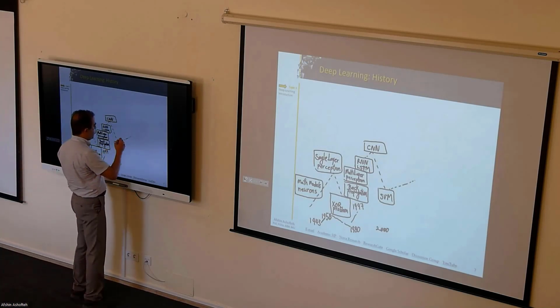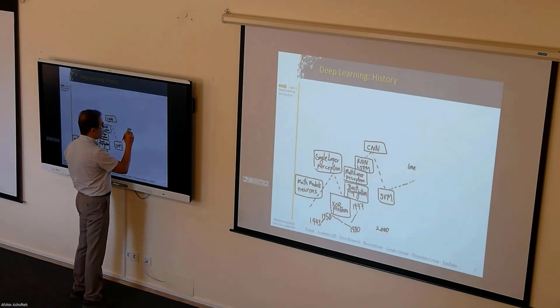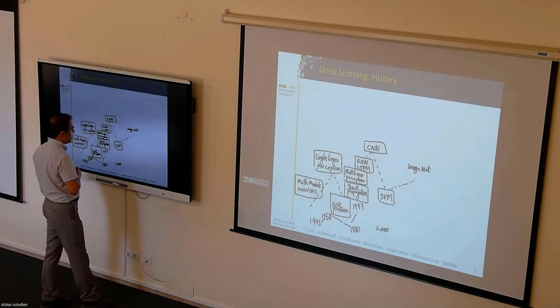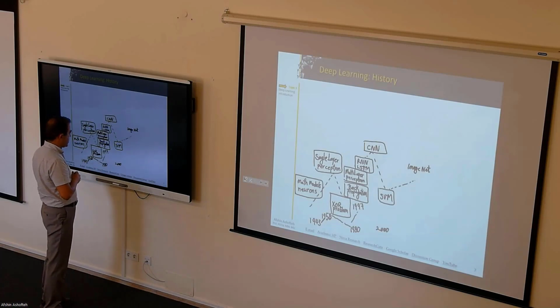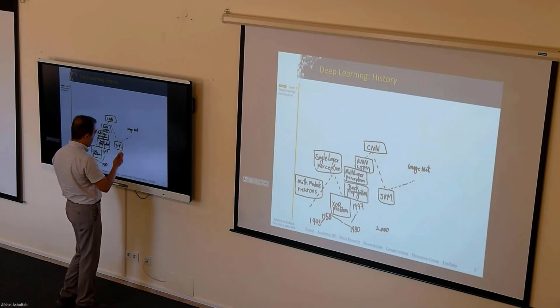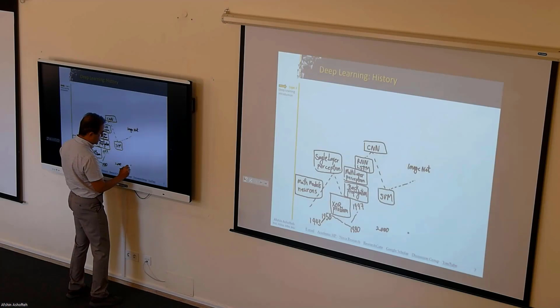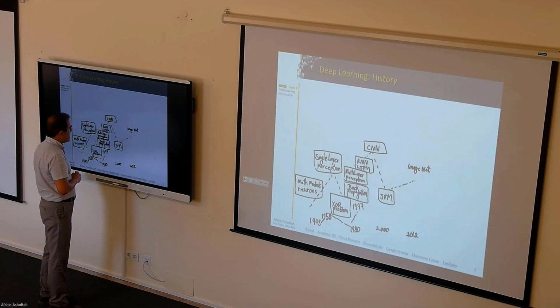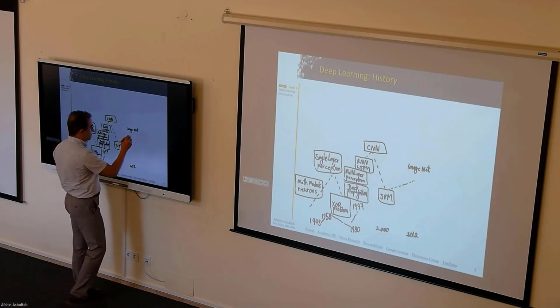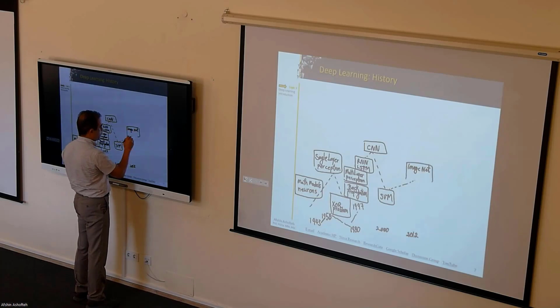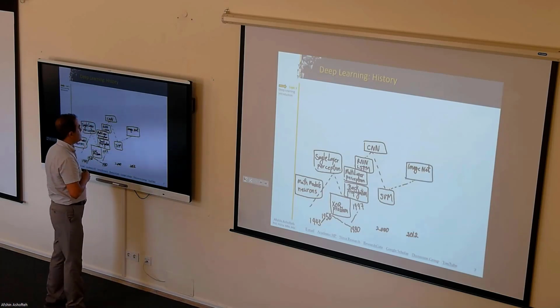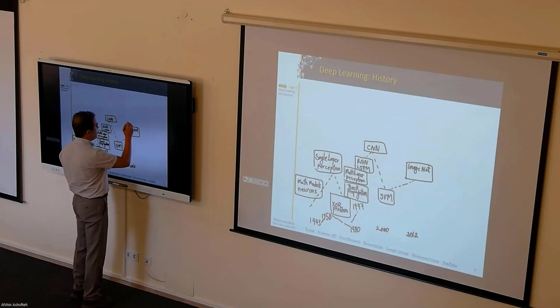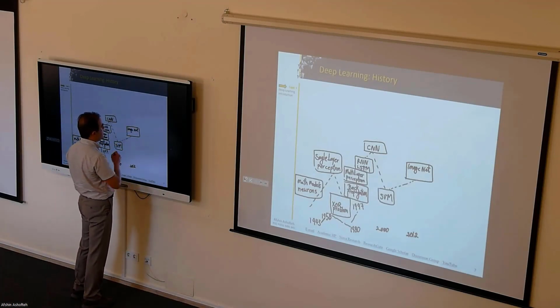ImageNet, for example, was something that was added between 2000 and 2012. We can also mention GoogLeNet, for example.